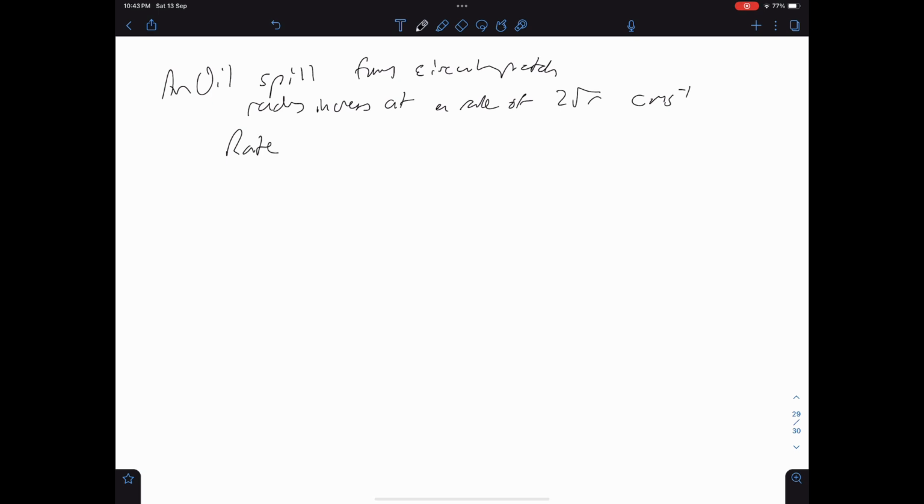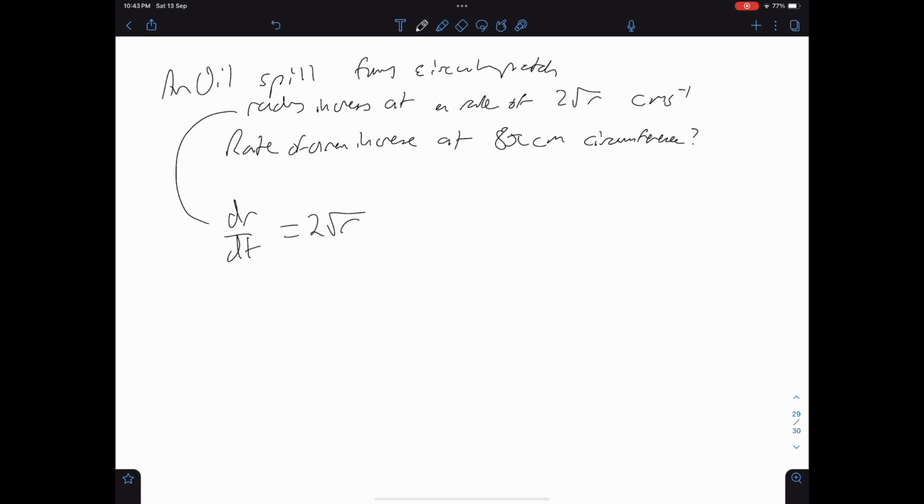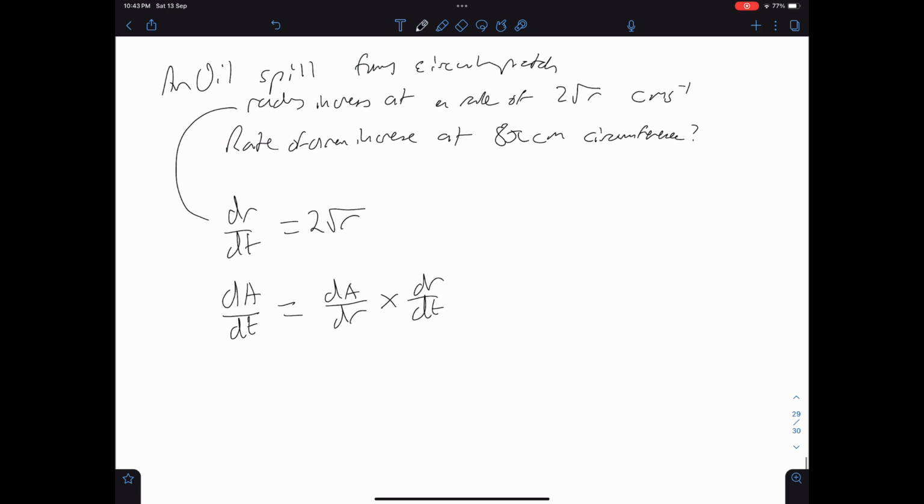We need to find the rate of area increase when the circumference is 8 pi centimeters. So what I would say is, well, dr/dt is 2 root r. Now we're trying to figure out dA/dt, and that'll be equal to dA/dr multiplied by dr/dt. So let's figure out dA/dr. So A is equal to pi r squared. So dA/dr is equal to 2 pi r.